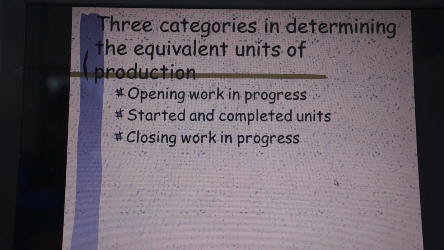There are three categories in determining the equivalent unit of production. First, we have opening work in progress. Secondly, we have units started and completed. Third, closing work in progress. So there are three categories in determining equivalent unit of production.